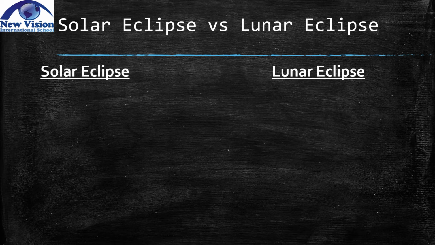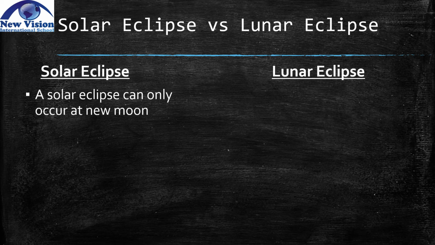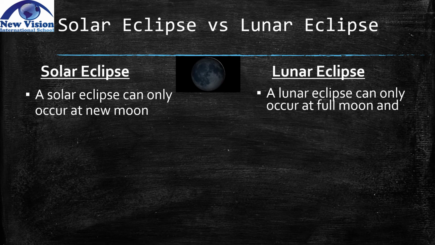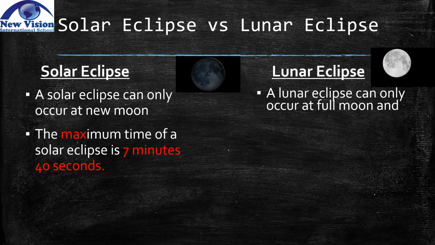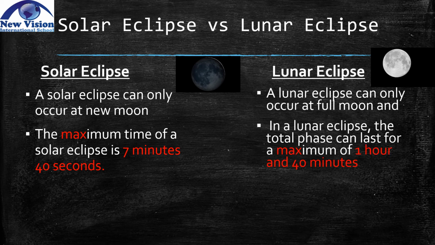Solar eclipse versus lunar eclipse. A solar eclipse can only occur at new moon, whereas a lunar eclipse can only occur at full moon. The maximum time of a solar eclipse is 7 minutes and 40 seconds. For a lunar eclipse, the total phase can last for a maximum of 1 hour and 40 minutes.